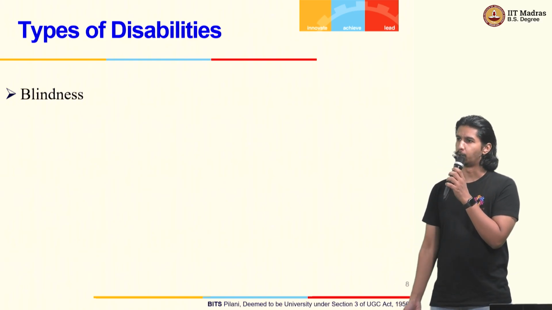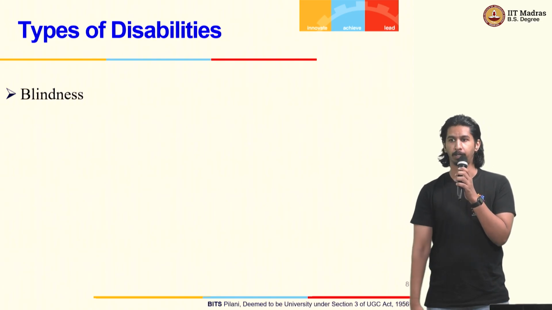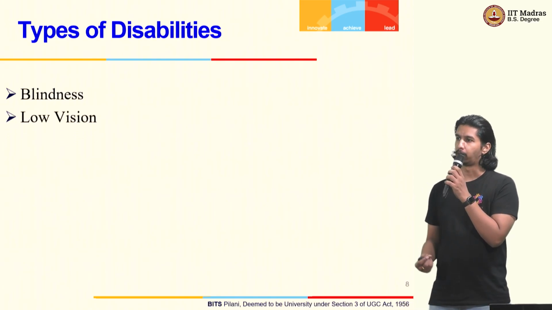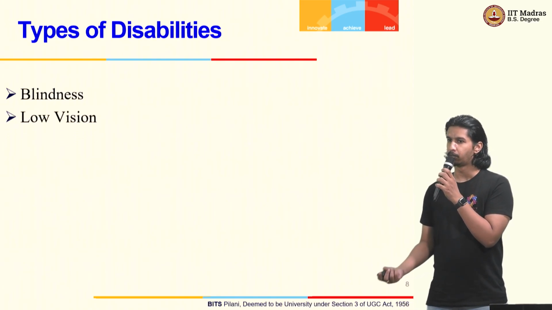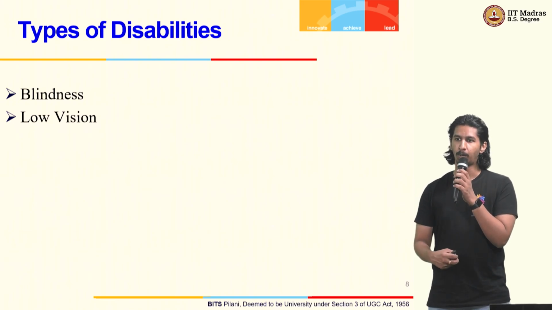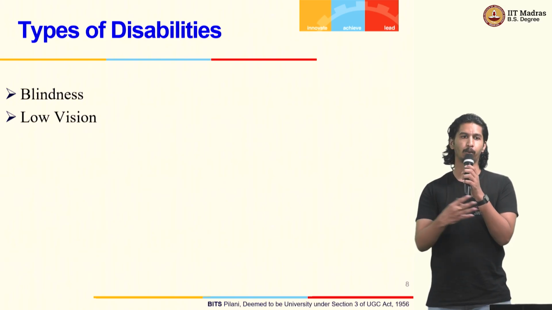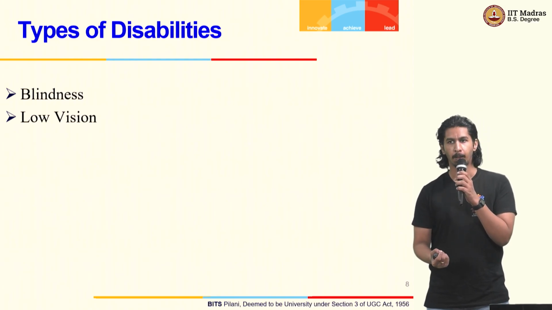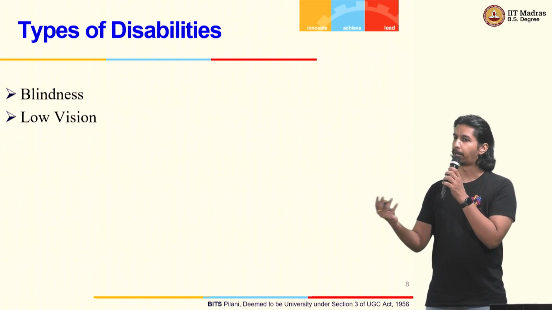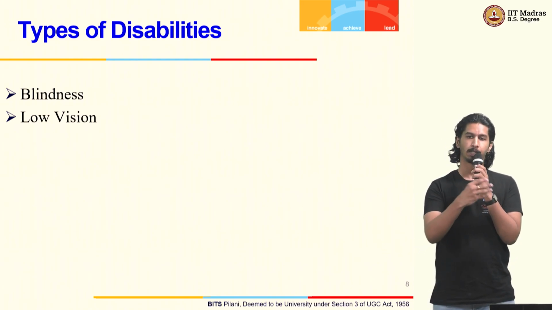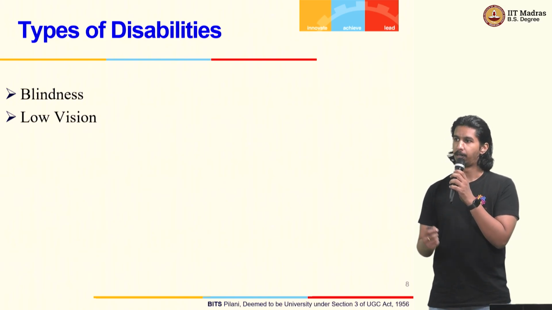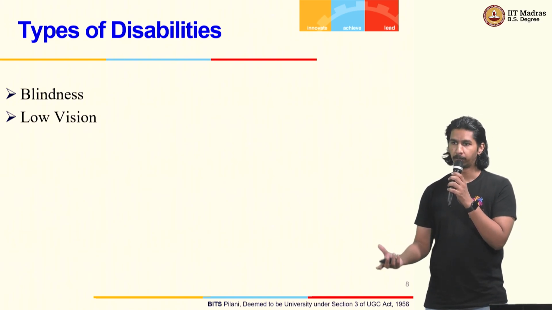What else in visual? We had color blindness that you told. But before that, there is also something called low vision, right? So low vision are people who have vision, but even with corrective measures, they are far from perfection, right? Because of this, they might not be able to drive. They might not be able to see or read things unless it is enlarged a lot, right?